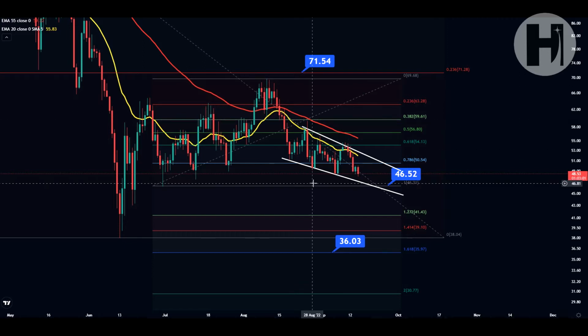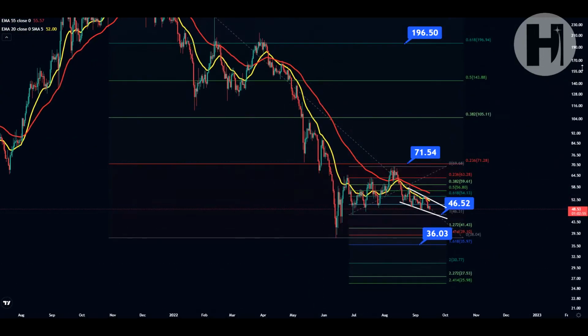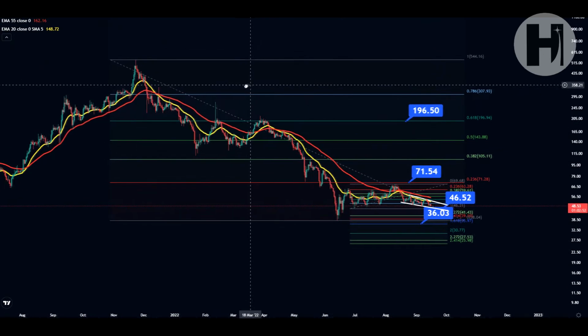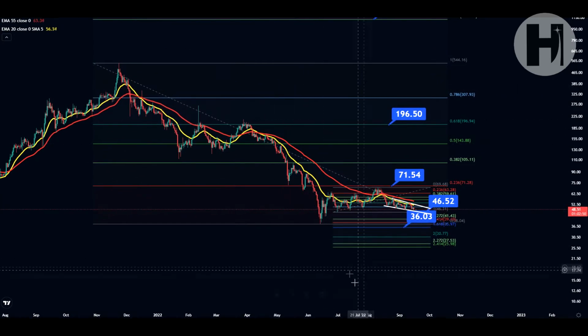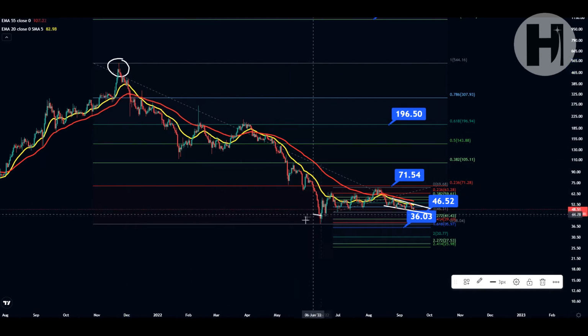Let's get on with the technical analysis. Jumping into the daily chart, this is Elrond against the USDT, and we are on TradingView. I have two Fibonacci retracements currently. This is the swing high of the larger one, and this is the swing low of the larger Fib retracement.